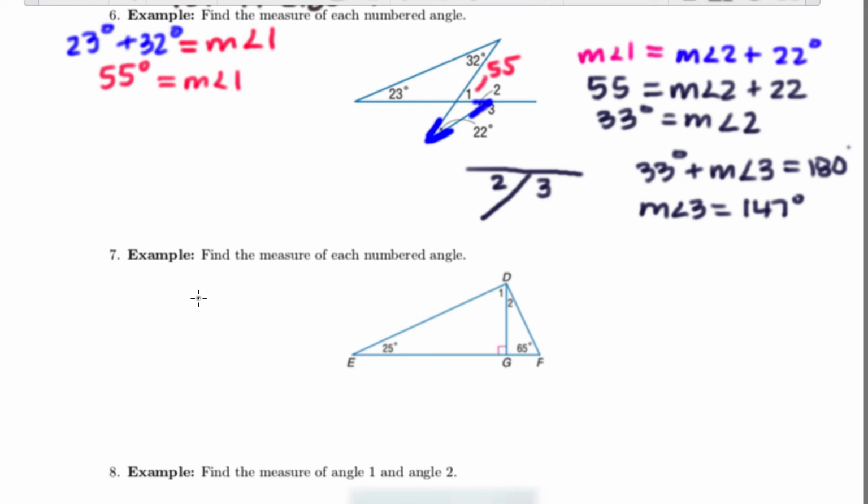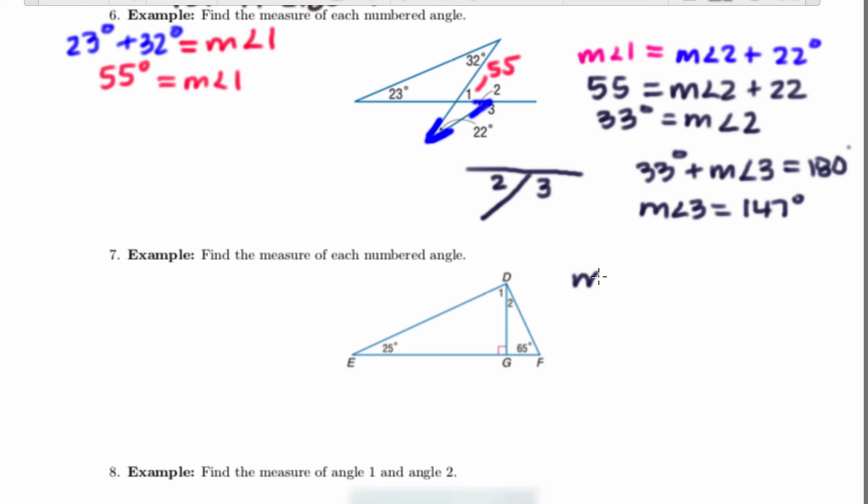Moving on to example number 7. Example 7, find the measure of each numbered angle. We got angle 1 and angle 2. There's two ways to do this. The first way is you can use the exterior angle theorem. So what I can do is I can say, okay, since I know that this guy's the exterior, then angle 2 and 65 have to equal 90.